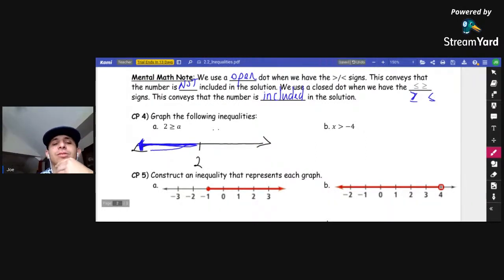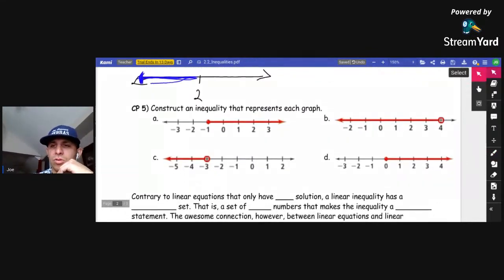All the values are actually the values that are less than 2. And let's just select one, a value less than 2, 0. 2 is greater than or equal to 0. That is true. Sometimes just kind of thinking through our little workflows.